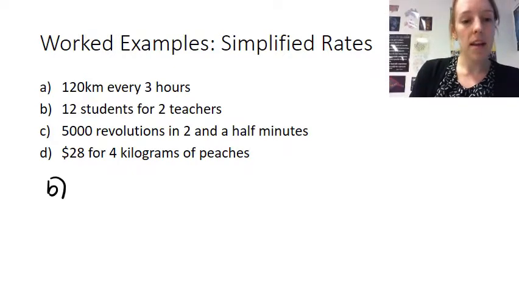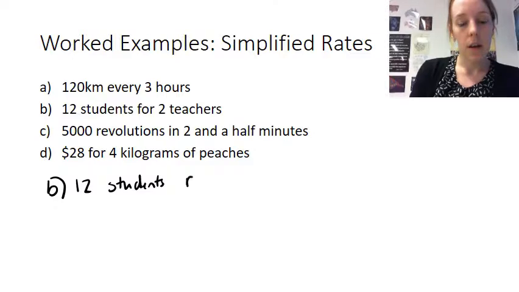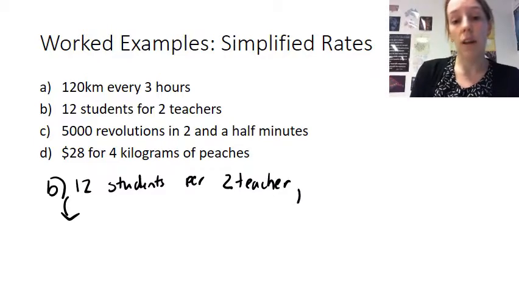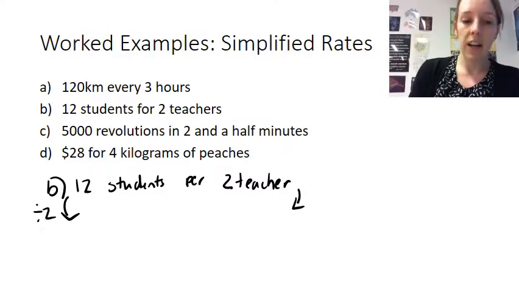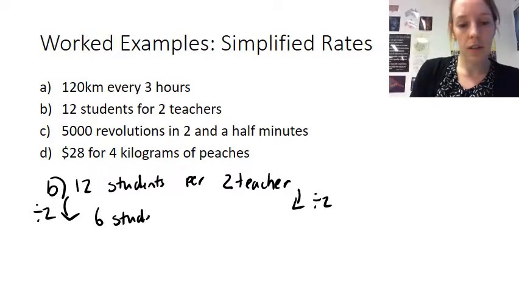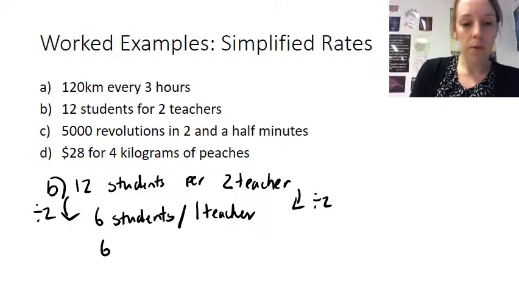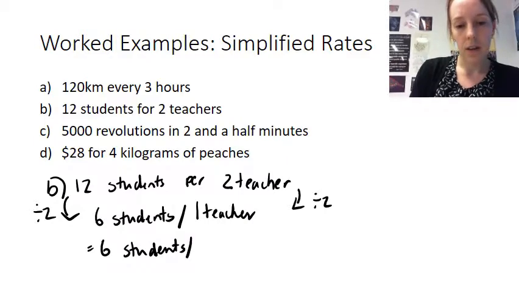Okay, so for B, we've got 12 students per 2 teachers. So we're going to write how many students we have per every 1 teacher. We're going to have to divide both sides by 2. So that's 6 students per 1 teacher. So we'll write that as 6 students per teacher.